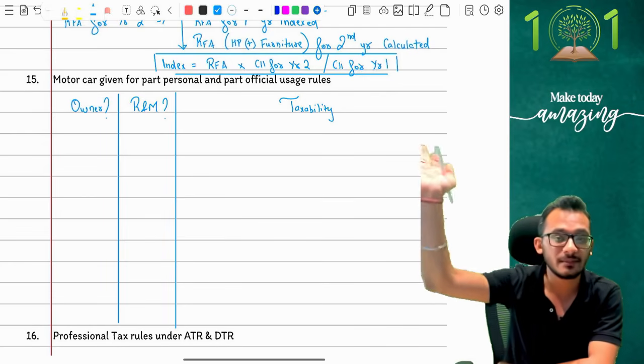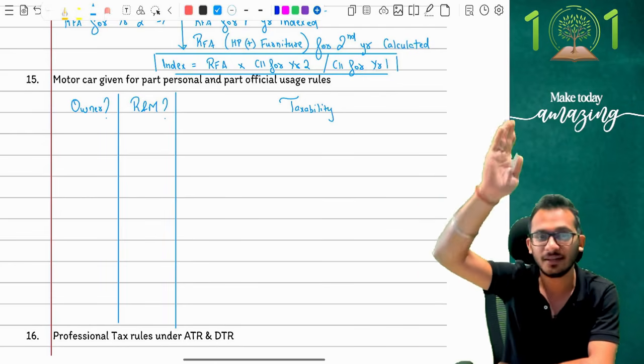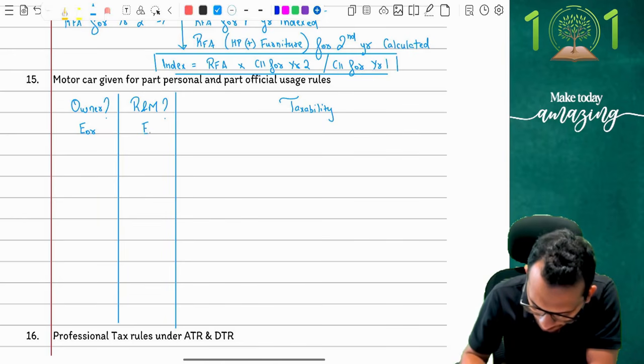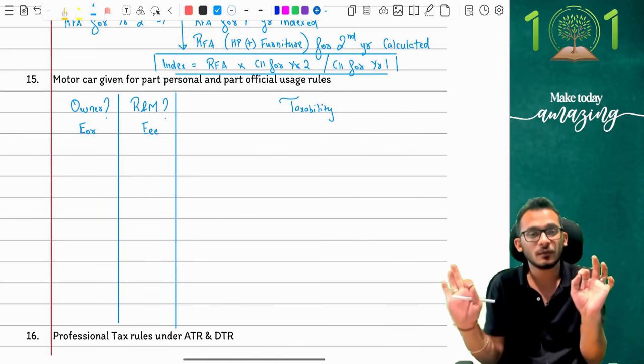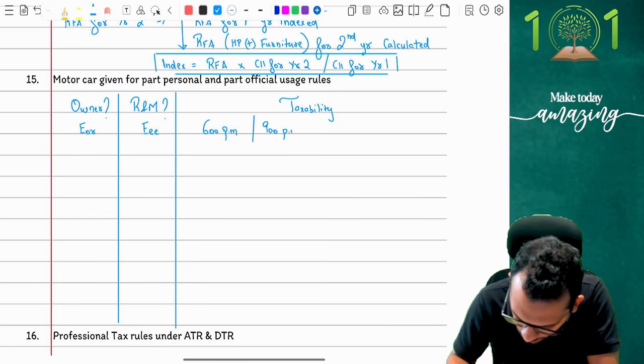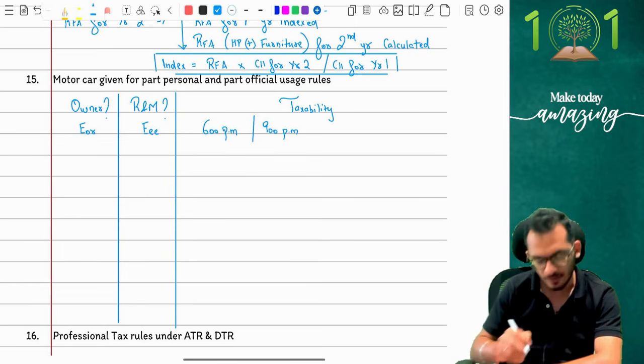Yes, this is a very simple thing, people. I'm assuming you would have done this 101 times, so please be careful about this. The rules are very simple. If the car owner is the employer, but the running and maintenance is borne by the employee, I'm only going to give the car. Income tax says, please simply tax 600 per month or 900 per month.